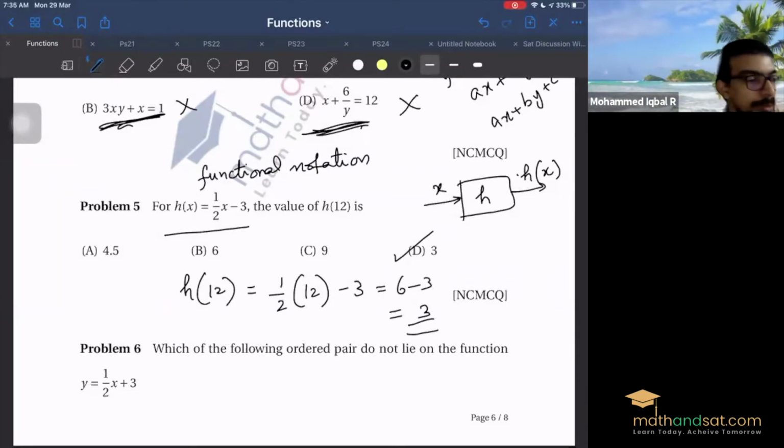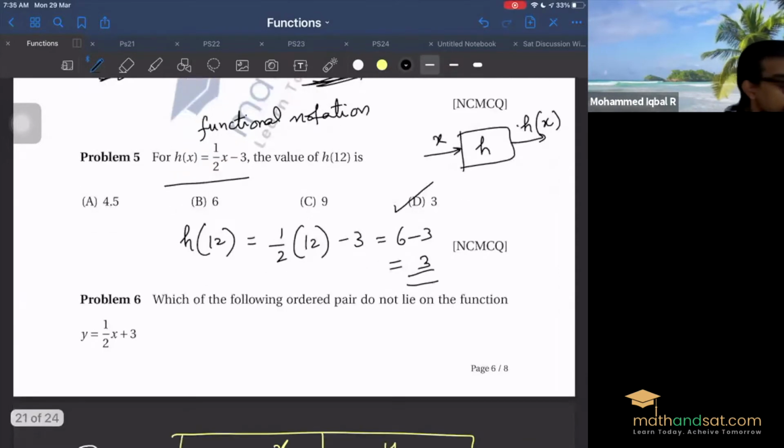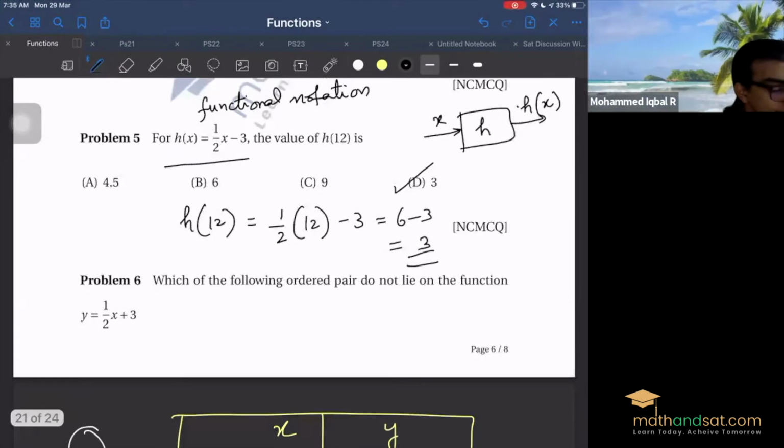Got it? Yes. Next question, question number 6.